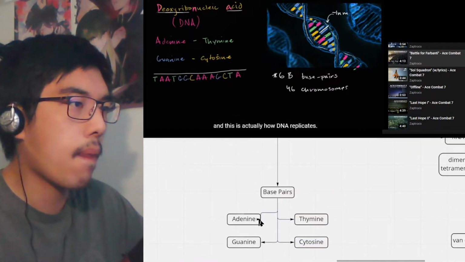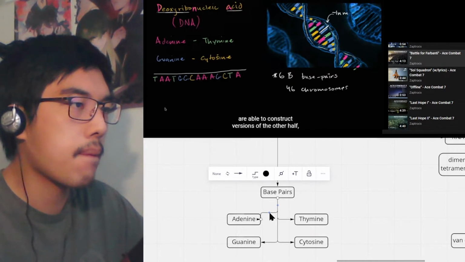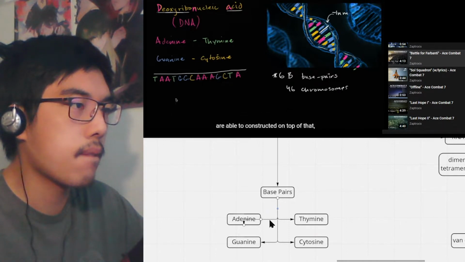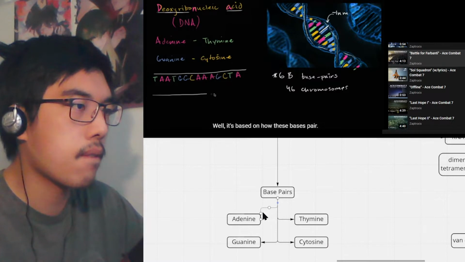And that's actually how DNA replicates. This ladder splits, and then each of those 2 halves of that ladder are able to construct versions of the other half, or versions of the other half are able to be constructed on top of that half. So how does that happen? Well, it's based on how these bases pair.